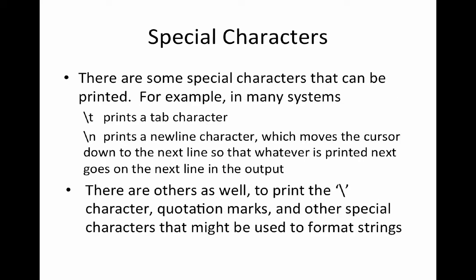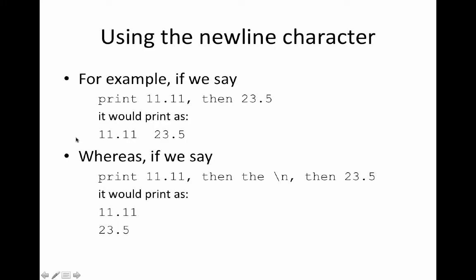There are some special characters that can be printed. For example, in many systems, you can use the \T, that prints a tab character, so that tabs over a certain number of spaces. The new line character is \N. What the new line character does is when that gets printed, it moves the cursor down to the next line. So whatever is printed next goes on the next line in the output and not on the same line. There are others as well, depending on the system. There are other special characters to actually print the \, to print quotation marks, and so forth.